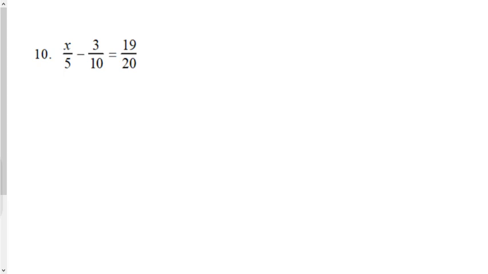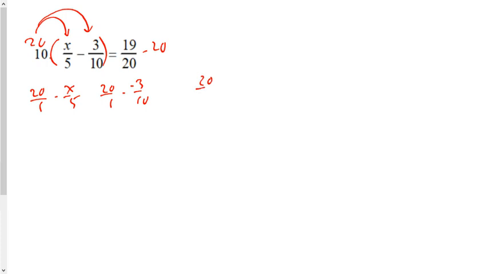A lot of you remembered that when you have multiple fractions in an equation, multiplying both sides by a common multiple of the denominators will create a non-fractional equation. So you looked at 5, 10, and 20 and realized I can multiply both sides by 20. So 20 multiplied by a fifth of x, 20 multiplied by negative 3/10, and 20 multiplied by 19/20. Multiplying every term in that equation by 20 maintains equality, but creates this equation: 4x minus 6 equals 19.